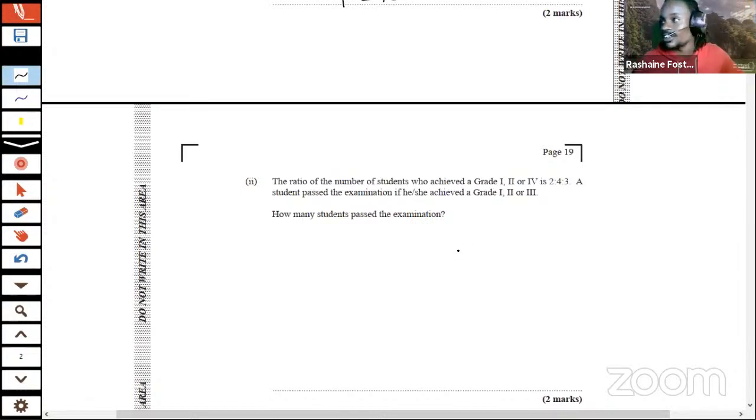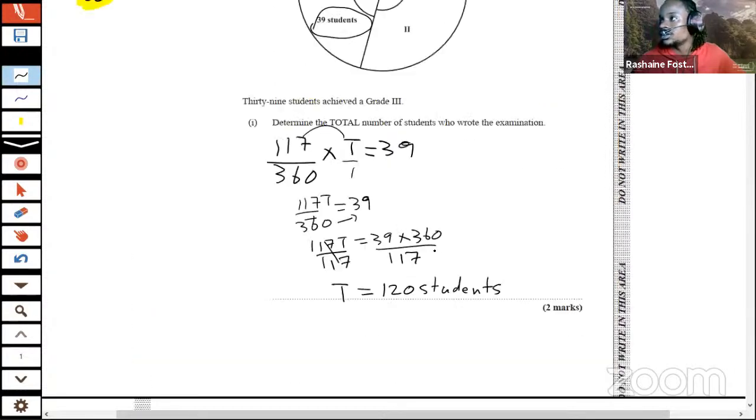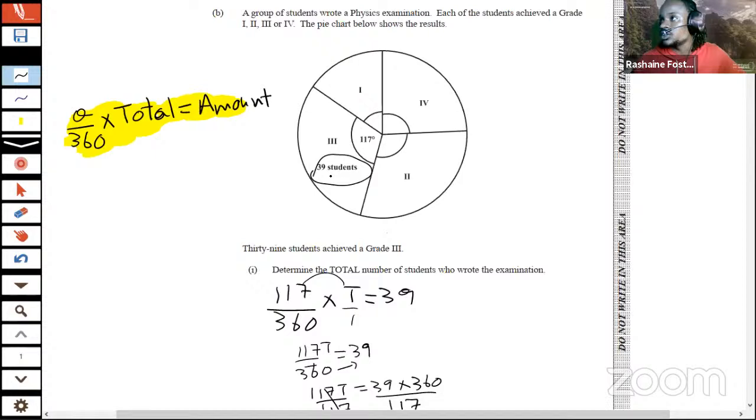So remember, there are a few things that we know. If we go back to our diagram, we know that 117 degrees represents grade 3. What does that mean? That therefore means that everything else, when I add that to 117, is going to give me the total, which we should know is 360 degrees. So that is something for us to bear in mind.